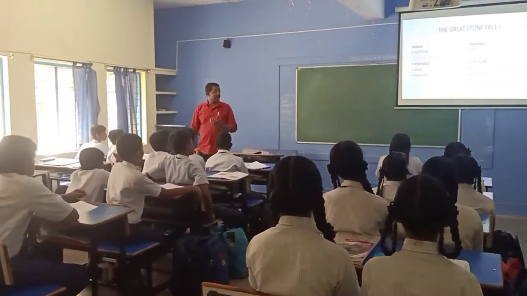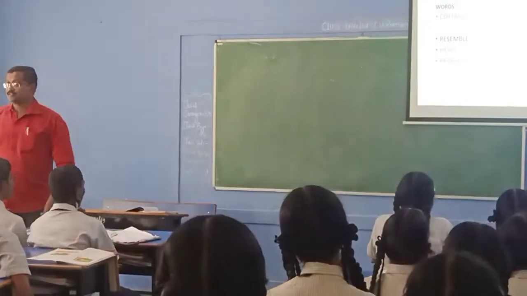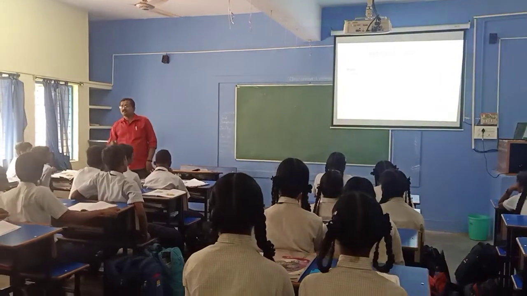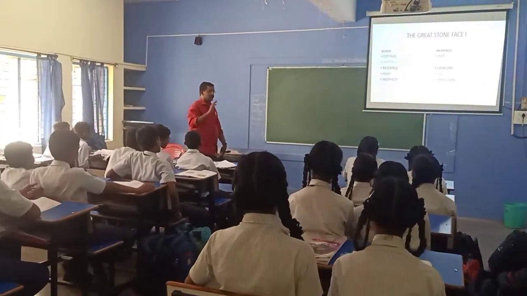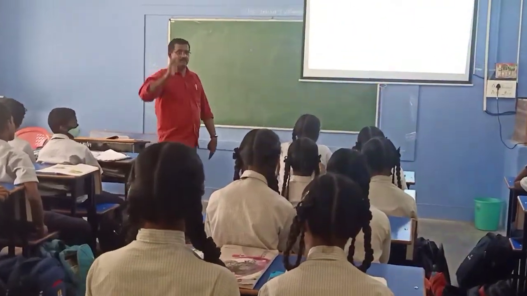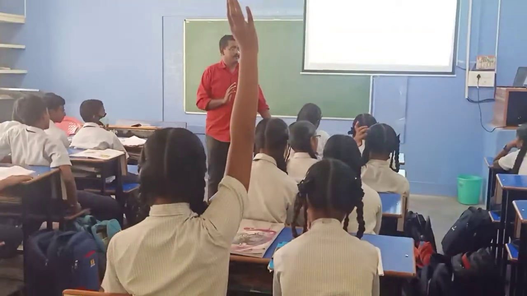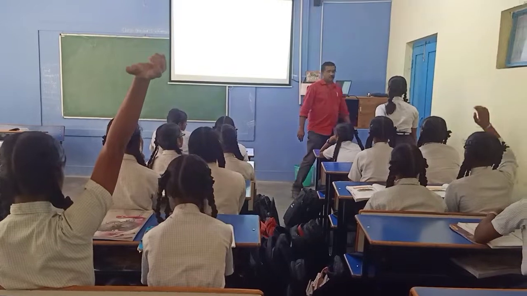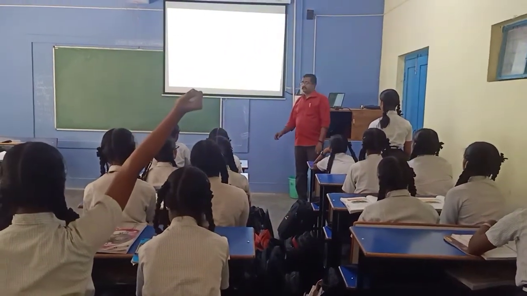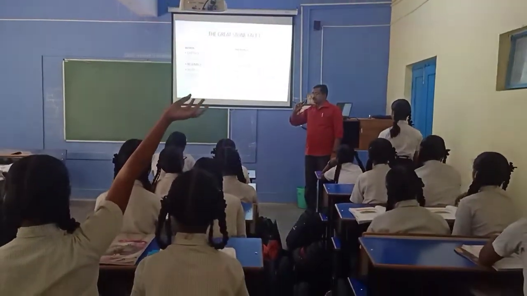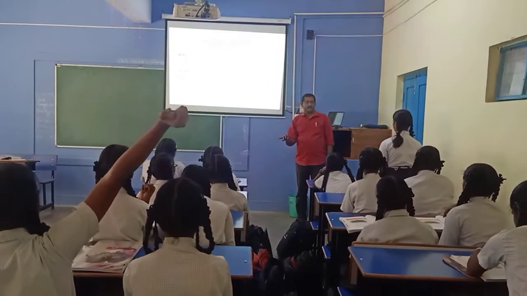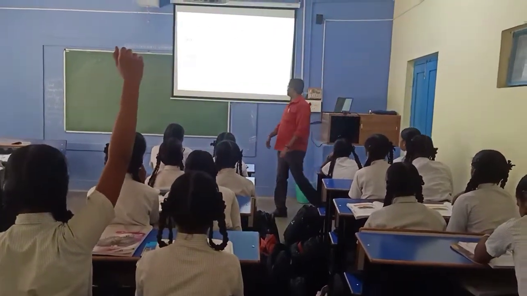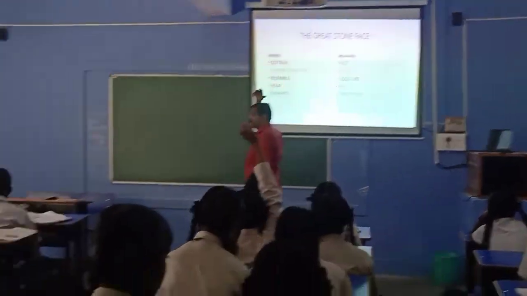For example, look at the first word, cottage. Can you make a sentence using this one? Yes, sir. Okay, make it. After you raise your hand. Ernest and his mother were sitting in their cottage. Okay, I understand. Right, correct. So, the second word, immense or gigantic, any one word.